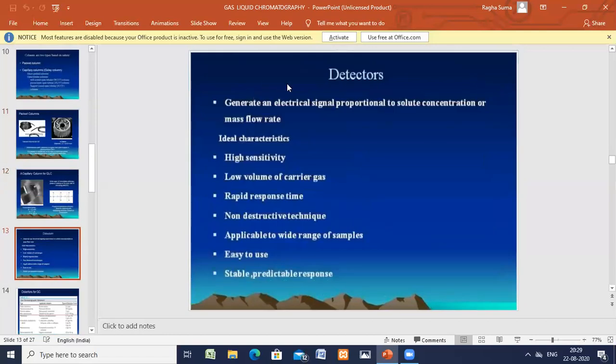Now we'll see the detectors, which are the main topic for us. Till now we have seen the different parts. Carrier gas cylinders contain helium, nitrogen, hydrogen or argon. They should be pure, so a trap is used at their mouths. This trap contains molecular sieves, which remove hydrocarbon impurities and water vapor. A liquid nitrogen trap is also used.